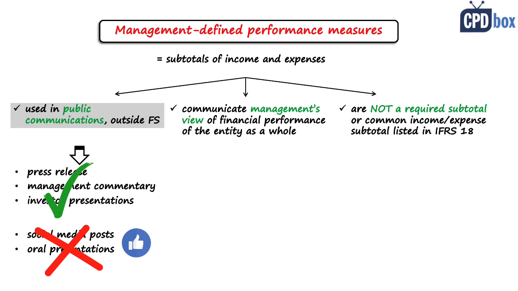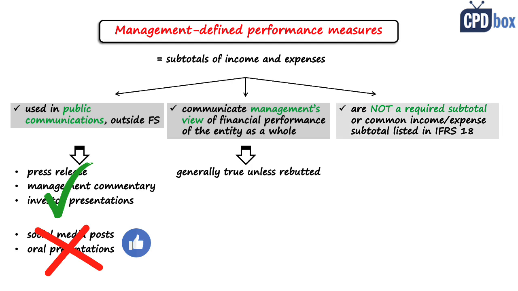As for number two, IFRS 18 assumes that if the measure is publicly communicated outside financial statements, then it surely represents management's view, unless the management proves otherwise or rebuts this presumption. Number three, these are not subtotals or totals already required by IFRS 18. Of course not, because those required by IFRS 18 are regular numbers that we need to present in the financial statement.